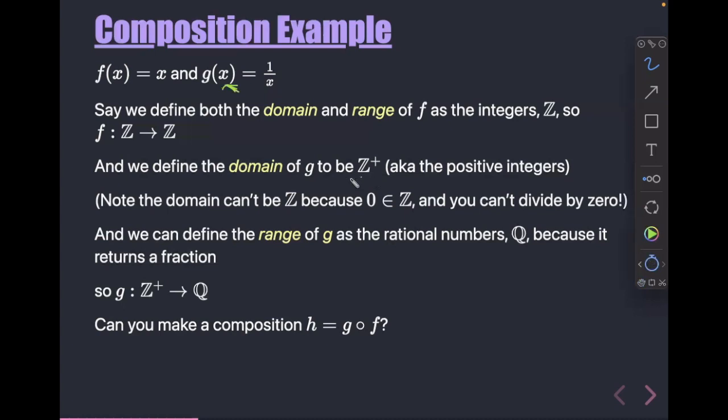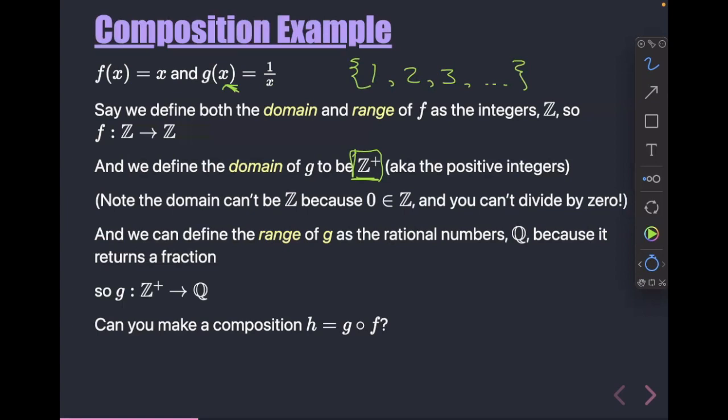So I just decided to say Z plus. This is going to be the positive integers. This is a common notation you'll see: integers with a plus sign. So that'll just be 1, 2, 3, all the way to infinity. That's your positive integers. I did that so that I don't have a 0 in my denominator.